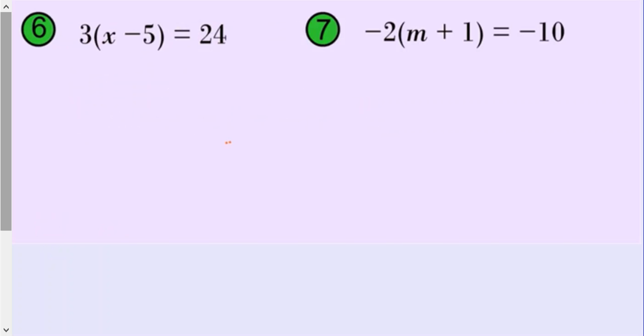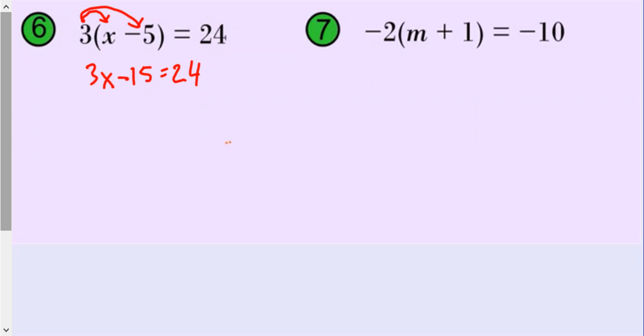Alright, a couple examples here. We got 3 times x minus 5 equals 24. So the reason why we need to distribute this 3 is because we have an unknown inside the parentheses, so we can't do the math inside the parentheses with that variable inside. So we need to distribute the 3 to both these terms inside, and we will end up with 3x minus 15 equals 24.